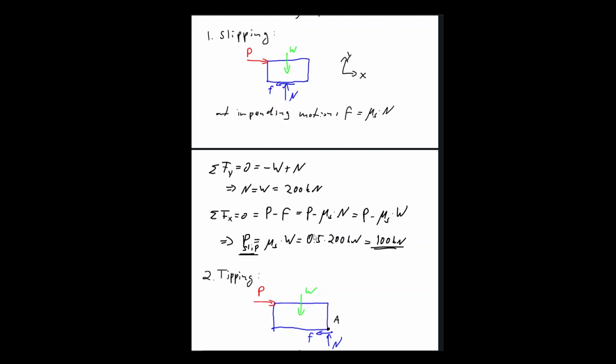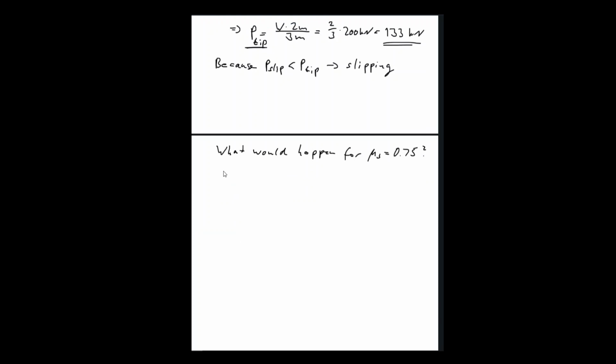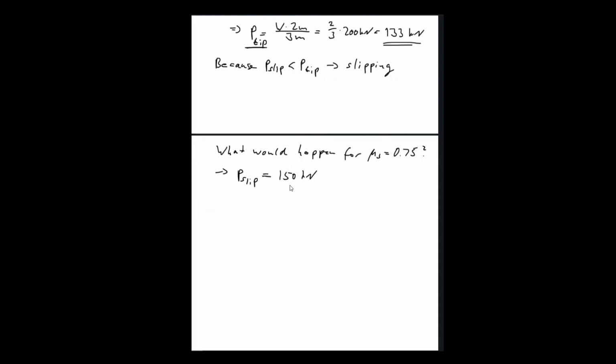If we do 0.75 instead of 0.5, then P slip would now be equal to 150 kilonewton. Does my P tip change in any way? No, because there's no mu s in here or any connection there. So P tip is equal to 133 kilonewton. It doesn't change.